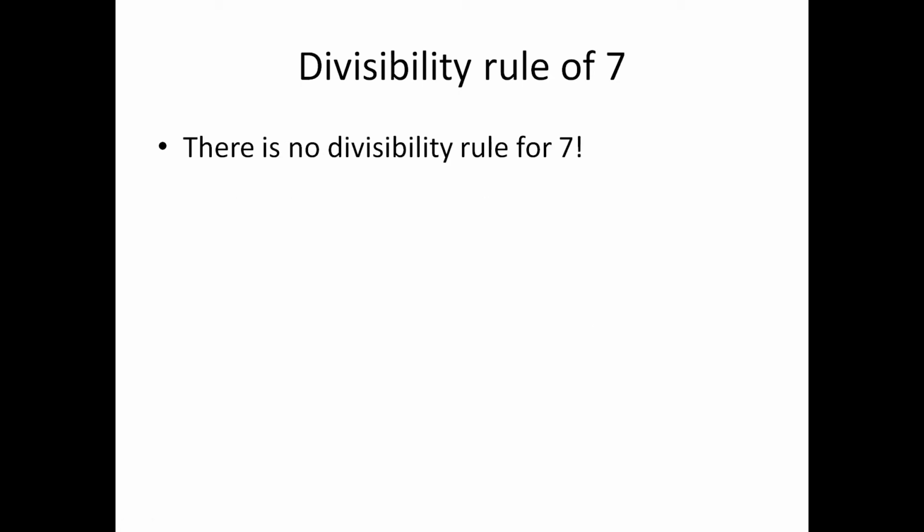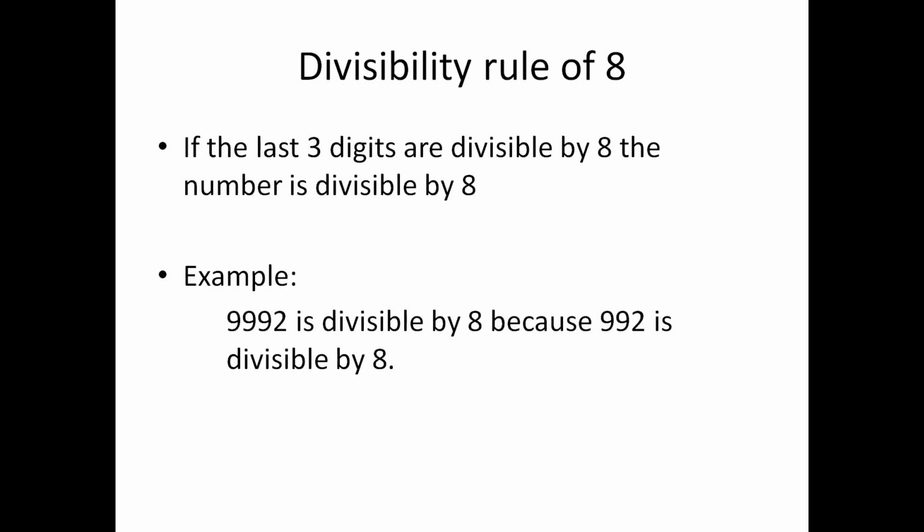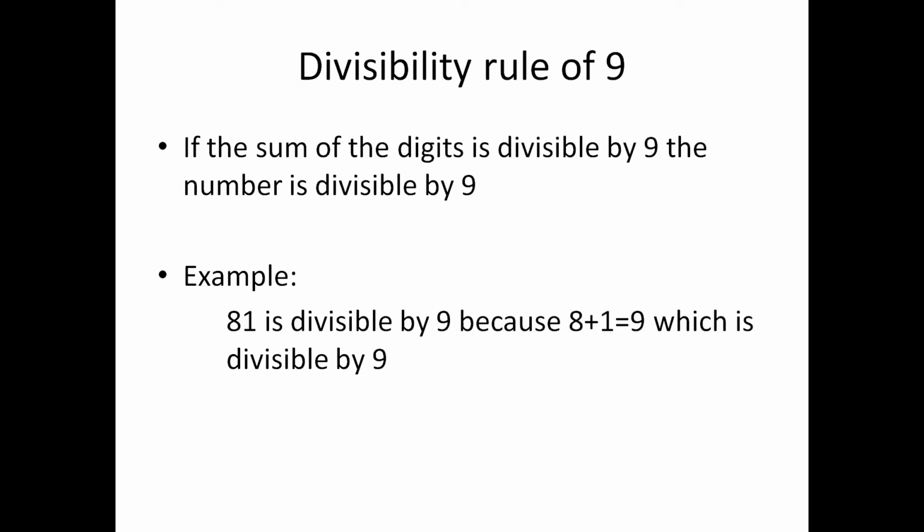The divisibility rule of 7 is that there's no divisibility rule of 7. The divisibility rule of 8 is that if the last three digits are divisible by 8, the number is divisible by 8. For example, 9,992 is divisible by 8 because 992 is divisible by 8.